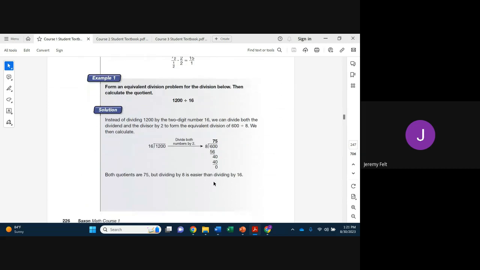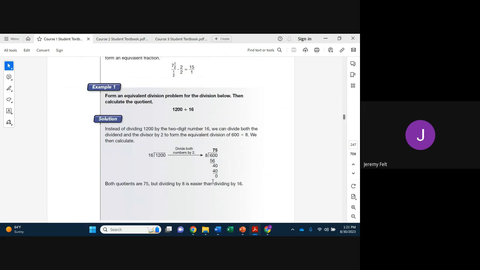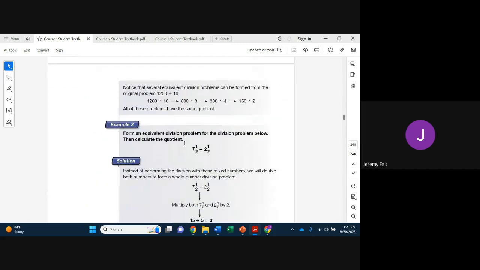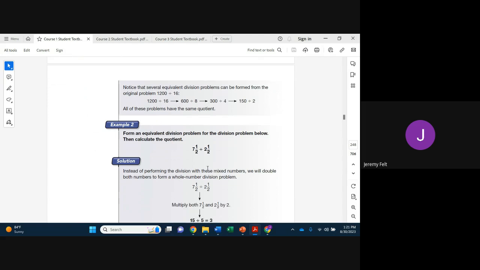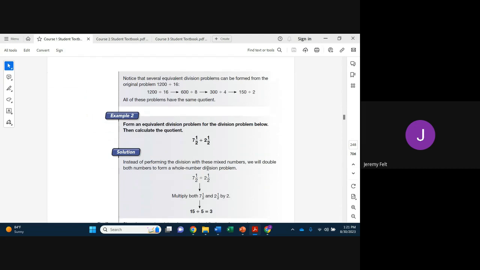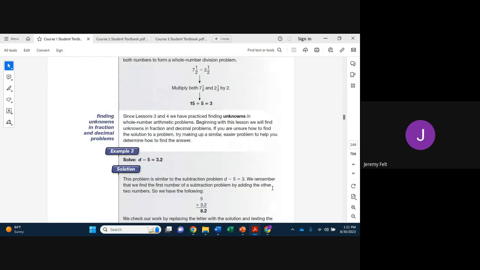It's just, if we can divide and manipulate the original problem to make it a little bit easier, especially if we're doing it mentally or by hand, it's going to make life a lot easier. Maybe we saw one like this, 7.5 divided by 2.5 earlier. So I would double this, make it 15, double this. 2.5 times 2 is 5. 15 divided by 5 is much, much easier than working with mixed numbers. 15 divided by 5 comes out to be 3.